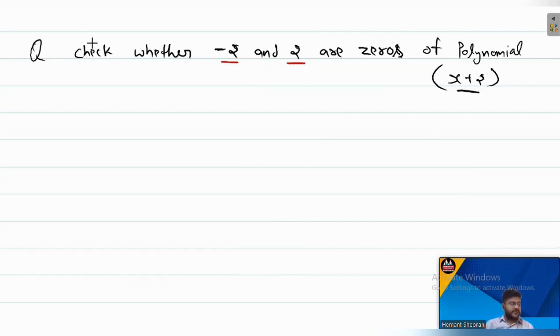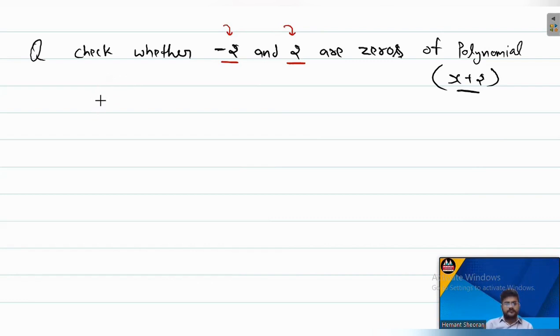So what are we going to do? How are you going to check it? Substitute the value of the variable as x equals -2 and x equals 2. Firstly go with -2 and then go with +2, and then you have to check.